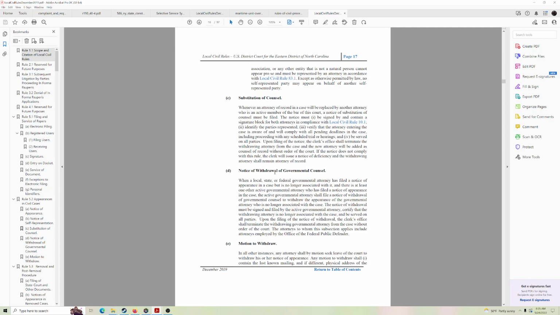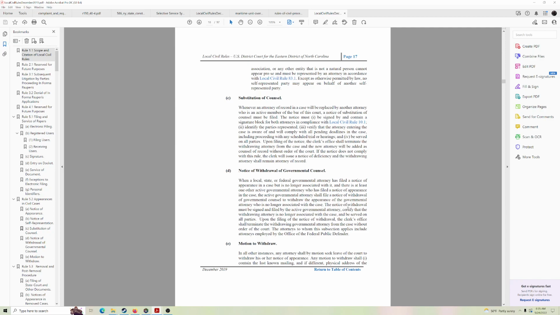D. Notice of withdrawal of government counsel. When a local, state, or federal government attorney has filed a notice of appearance in a case but is no longer associated with it, and there is at least one other active governmental attorney who has filed a notice of appearance in the case, the active governmental attorney shall file a notice of withdrawal of government counsel to withdraw the appearance of the governmental attorney who is no longer associated with the case.